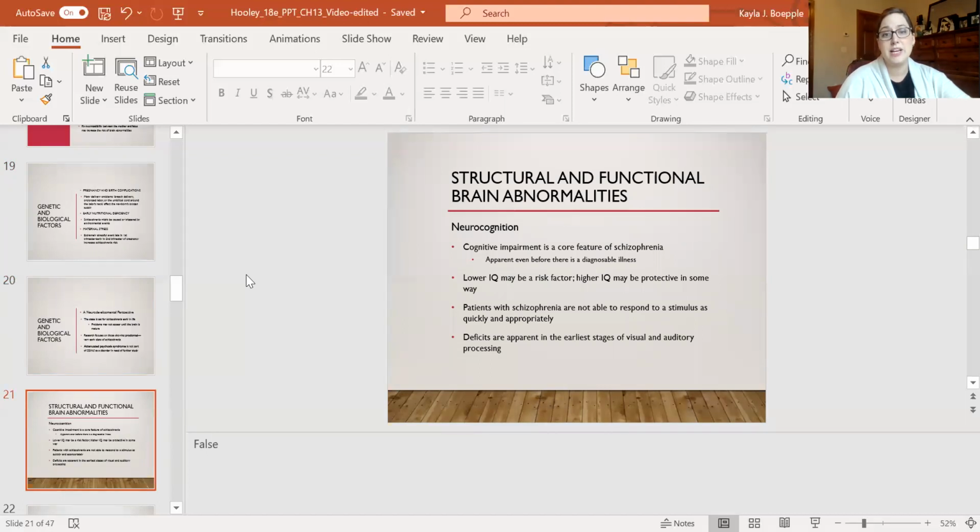So you are going to want to know what attenuated psychosis syndrome is, so just lesser symptoms of schizophrenia. Neurocognition can also have an impact. So they have found that lower IQ may be a risk factor, and having a higher IQ can be a protective factor in some way. They're not exactly sure what that link is, but they have just found that a lower IQ can increase your risk.